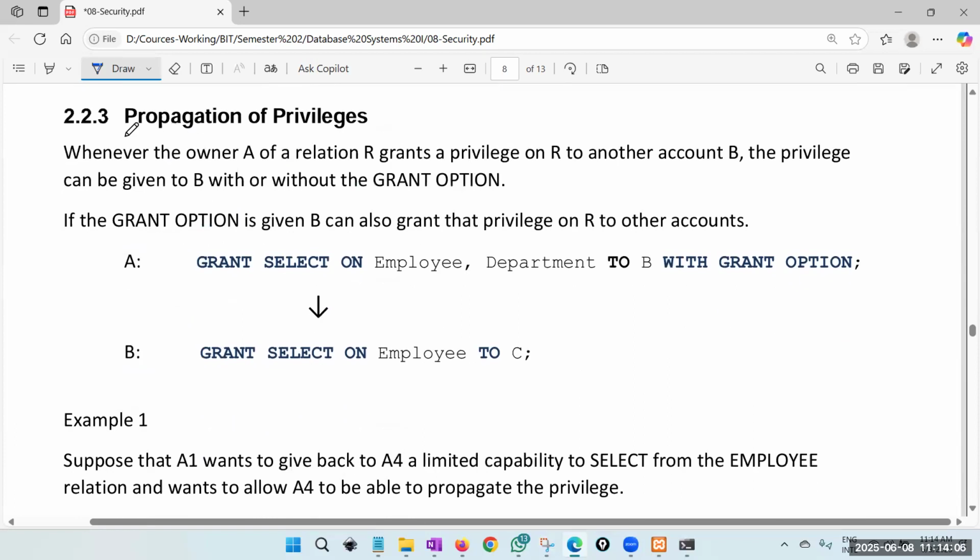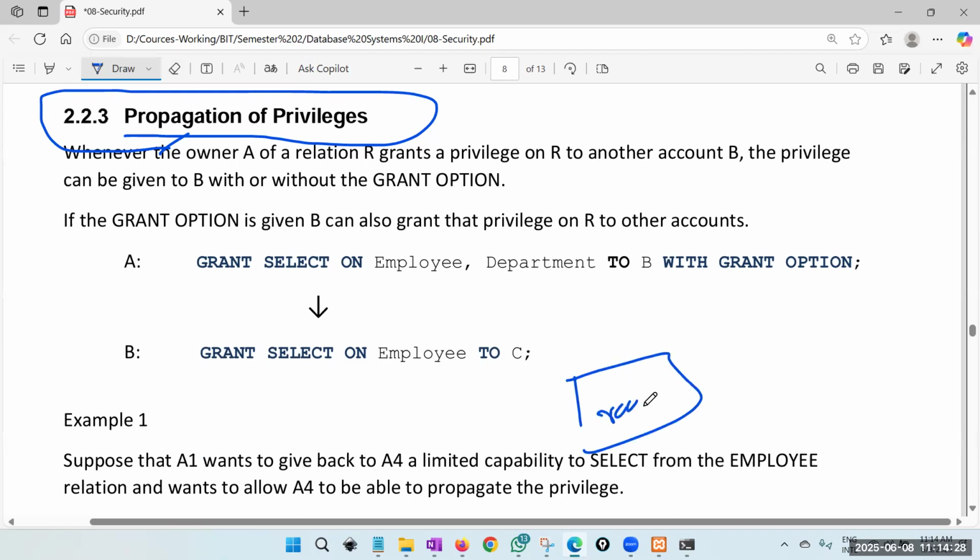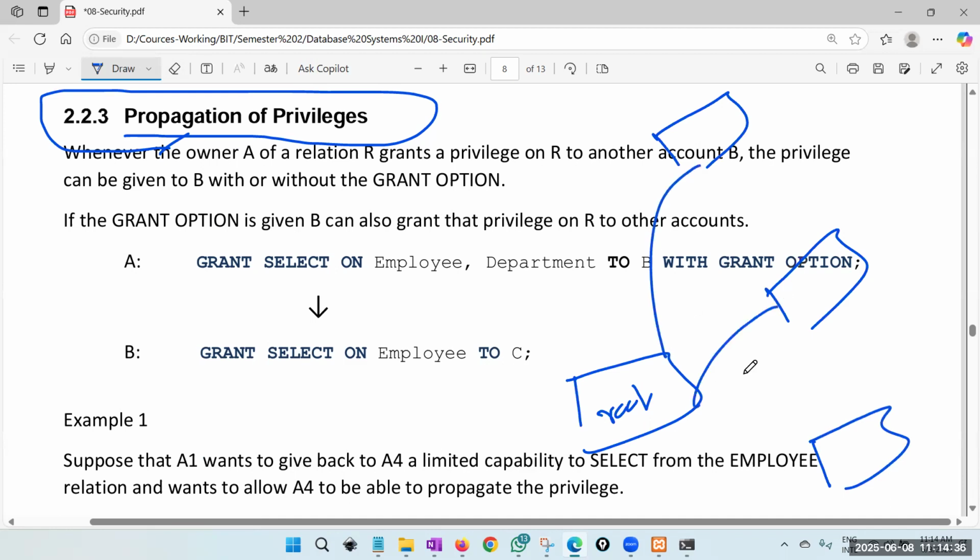Right. So there's a concept called propagation of privileges. What is meant by that? So that means now, say I am in the head office, I am the root, I am the big admin. I am the system administrator of a particular business organization. So I am the big root admin. Maybe we have some branches and they also have their technical staff. Right?